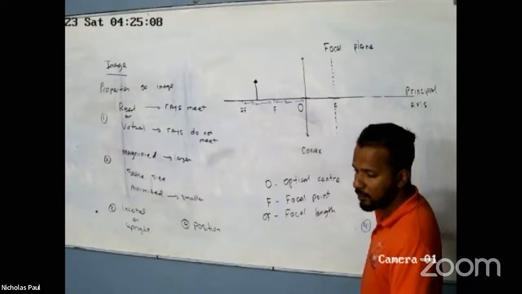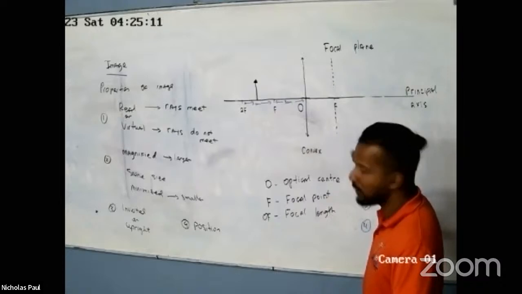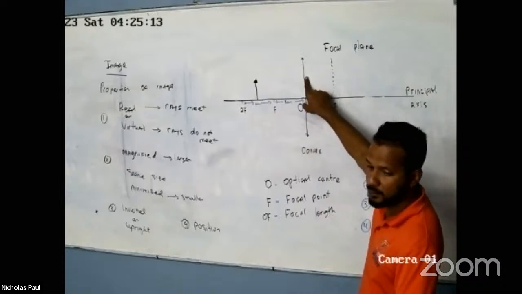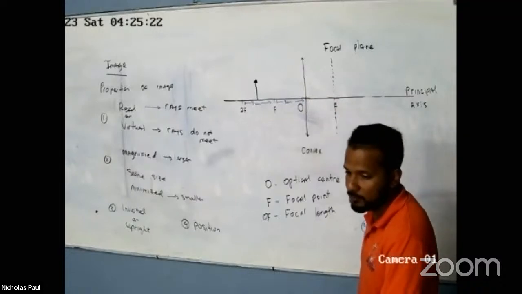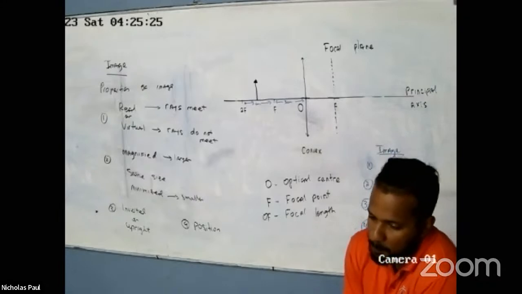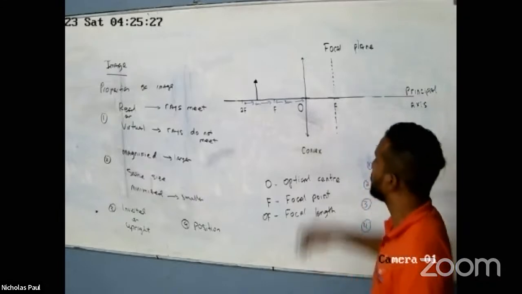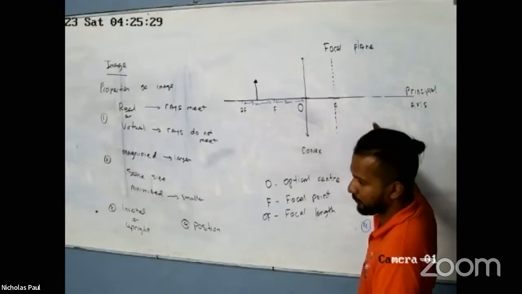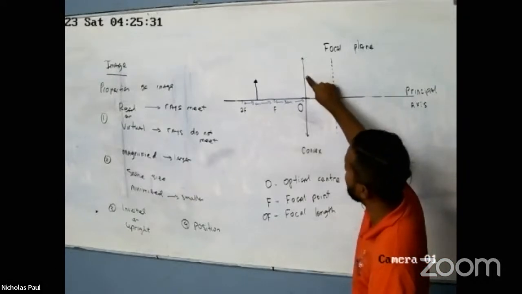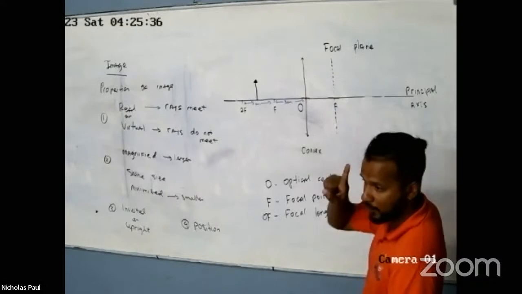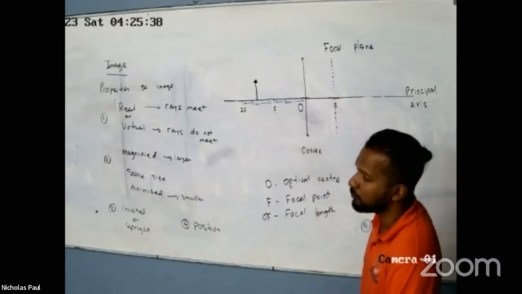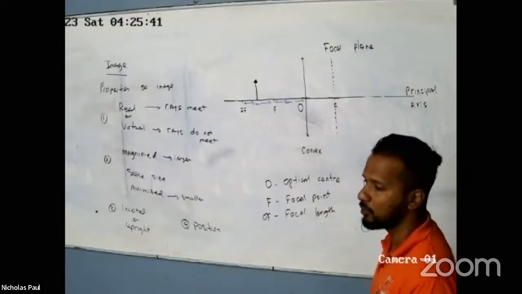Draw a line from the point through the focal point, sorry. So from this point through the focal point, you draw a line. That's okay? That's ray number one. Ray number two.